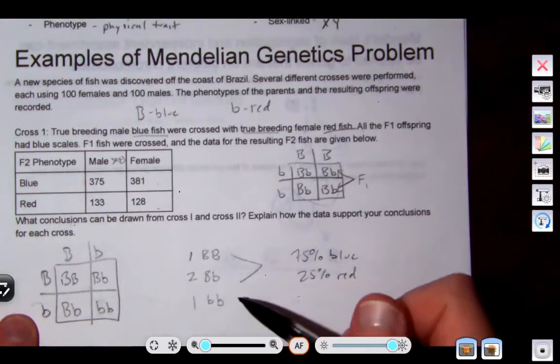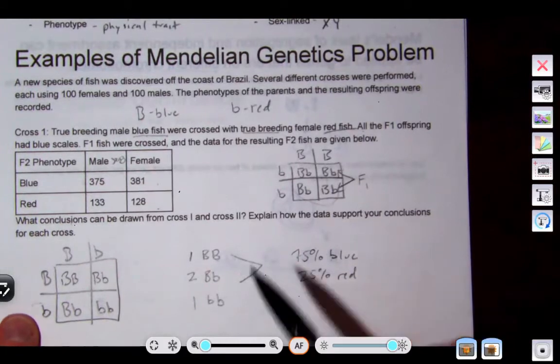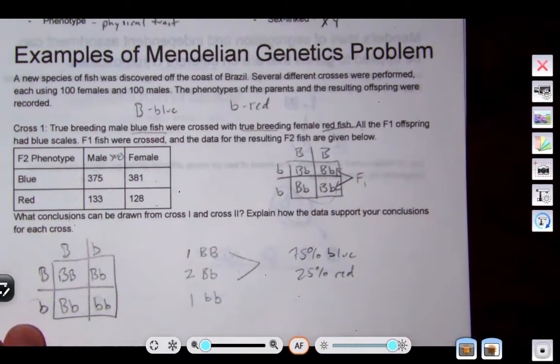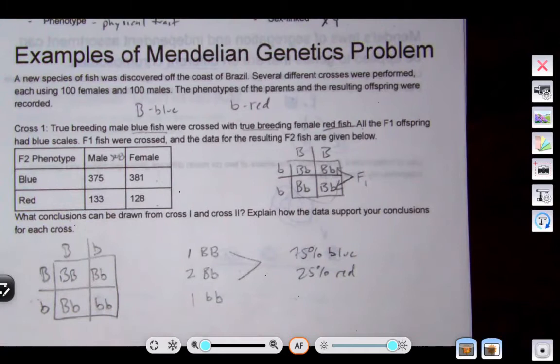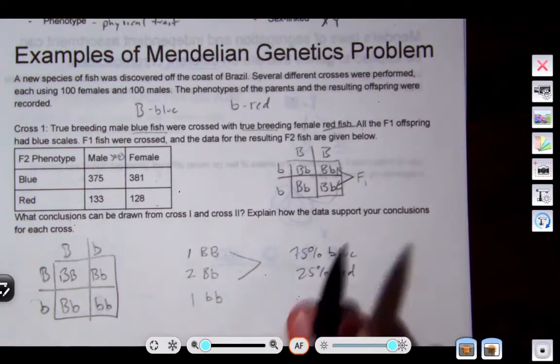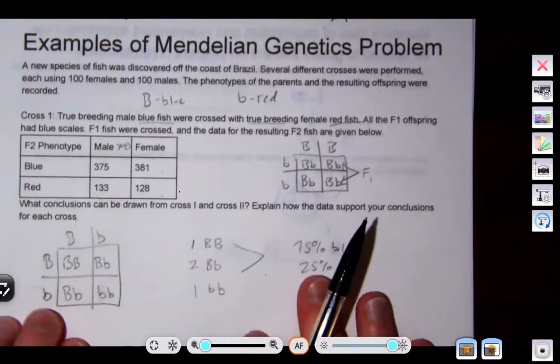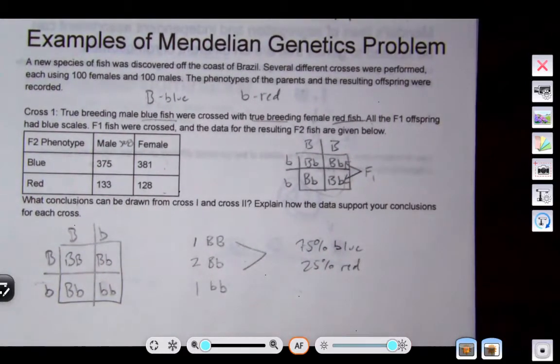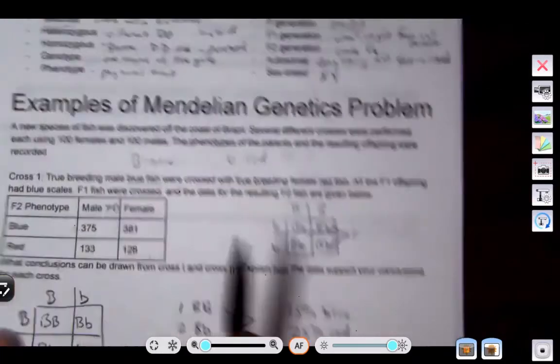In order to prove yourself correctly, though, you would have to do a chi-square test. If the AP test were to ask that of you, they would give you the information you need to run it. In this case, we would be given this, and then we would be given the formula for it. Does anybody have any questions on the first page? If not, I'm going to move on.